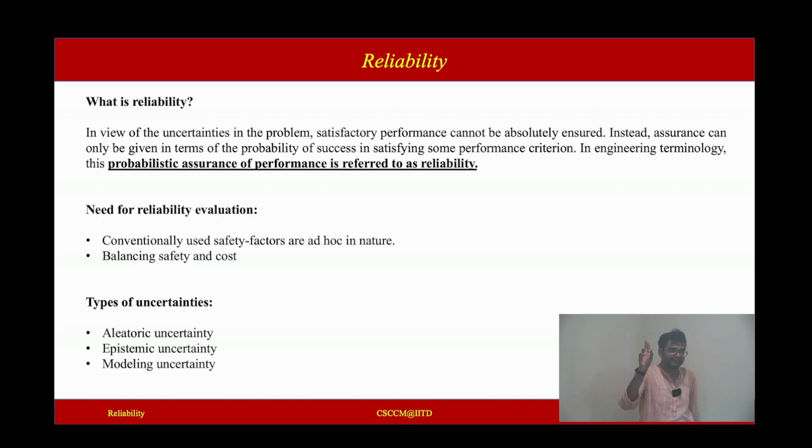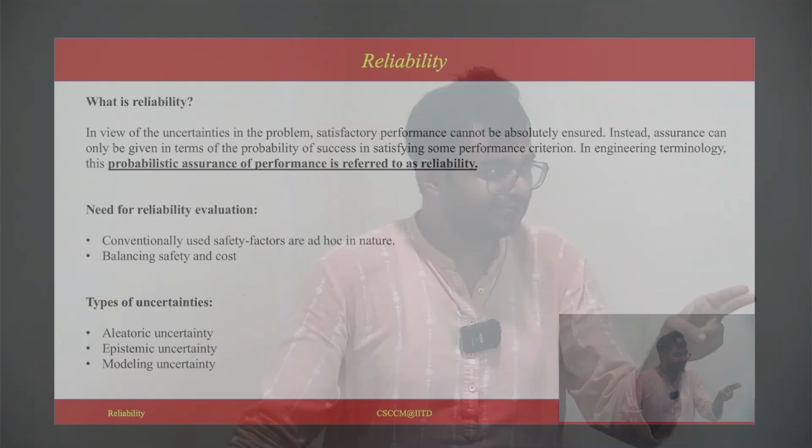The first type of uncertainty is known as aleatoric uncertainty or irreducible uncertainty. The second type of uncertainty is known as epistemic uncertainty or reducible uncertainty. Epistemic uncertainty can be of two types. One is modeling uncertainty and one is because of limited data. Ideally, if I can collect infinite data, the limited data uncertainty will go away. Okay, so these are the uncertainties.